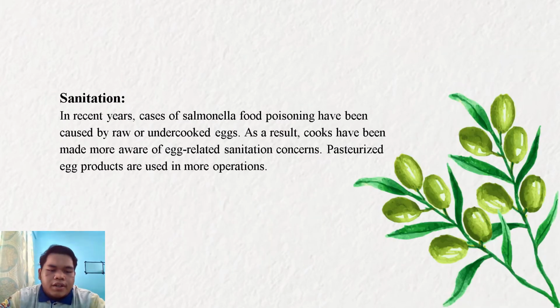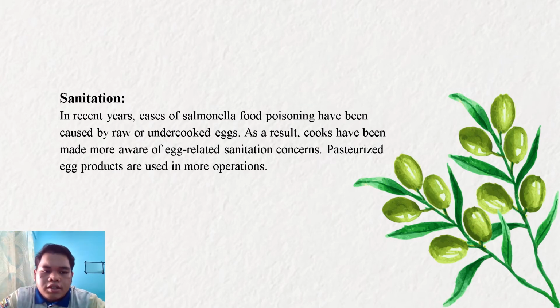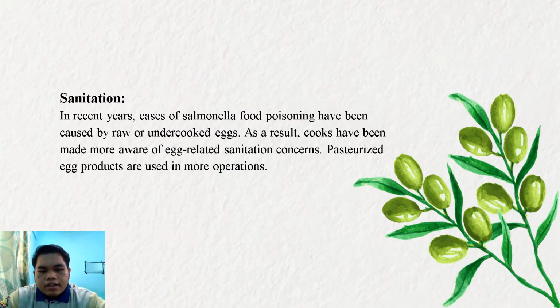Before I finish my presentation, let me talk about sanitation. In recent years, cases of salmonella food poisoning have been caused by raw or undercooked eggs. As a result, cooks have been made more aware of egg-related sanitation concerns. Pasteurized egg products are used in more operations.